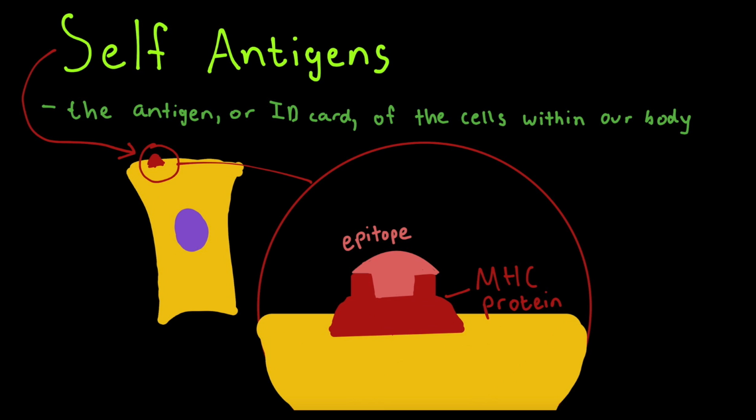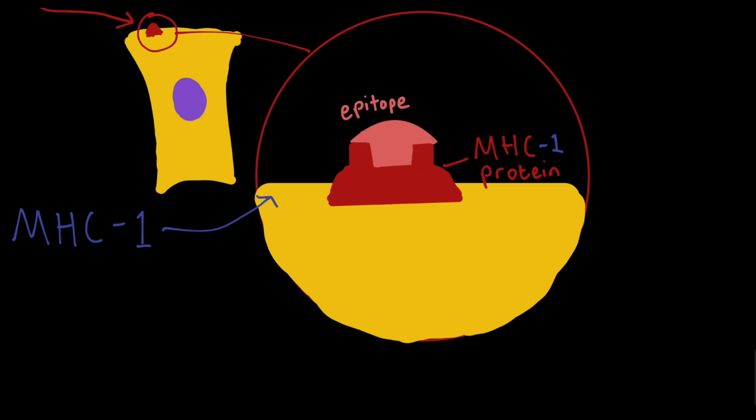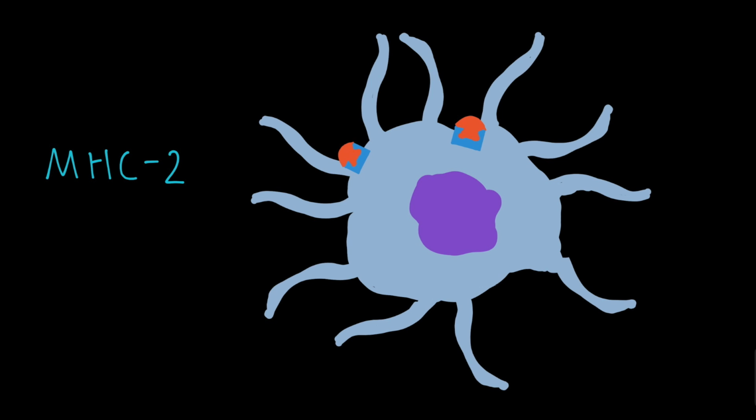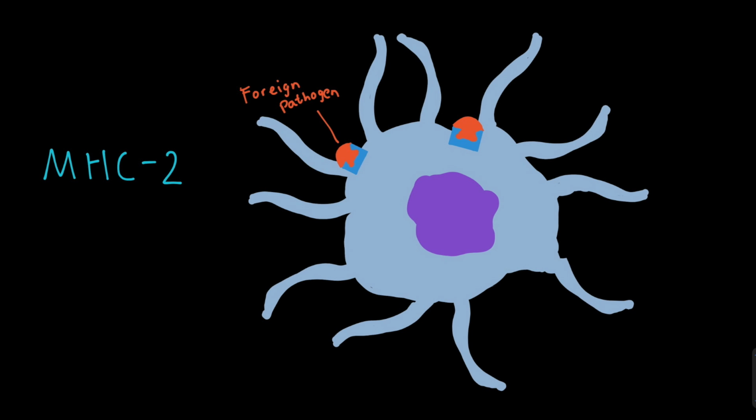Antigens are conveyed on the major histocompatibility complex, or MHC proteins, which are found in many of the cells of the body. There are two groups of MHC proteins. The first is known as MHC1, which are found in nearly every cell in the body and convey a self-antigen of the body. The second is known as MHC2 proteins, which are found in the antigen-presenting cells as well as other cells involved in the immune response. MHC2 conveys the antigen of a foreign pathogen.